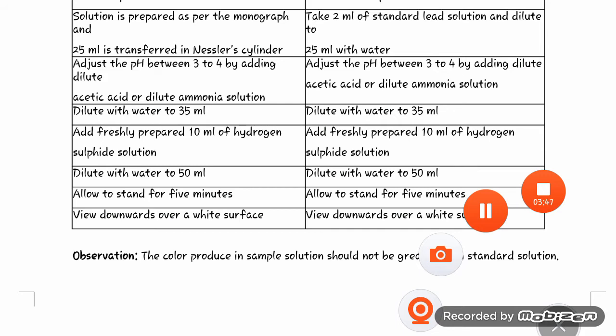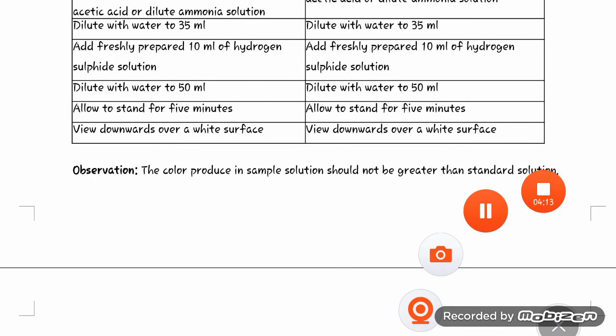As we have added in the test solution, they are the same as the test solution, but in this we are using a proper standard material. Then dilute it and make the volume up to 50 ml. Then allow to stand for 5 minutes. Then view downward over the white surface. There is a white surface downward. Next, let's see the observation.